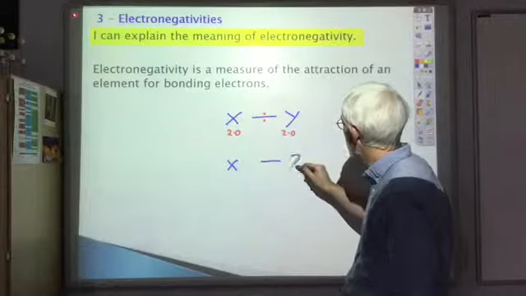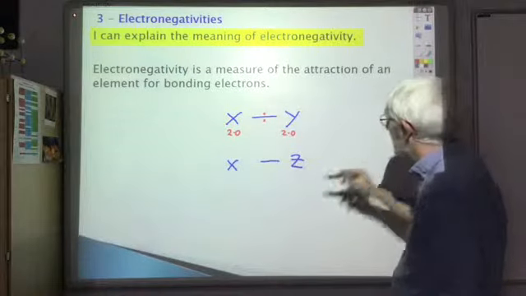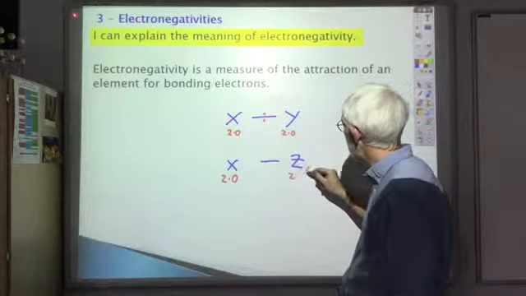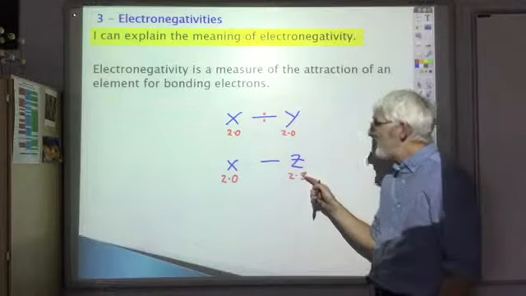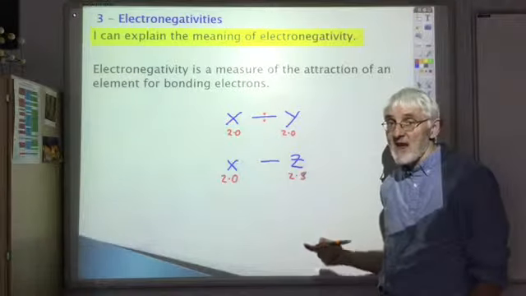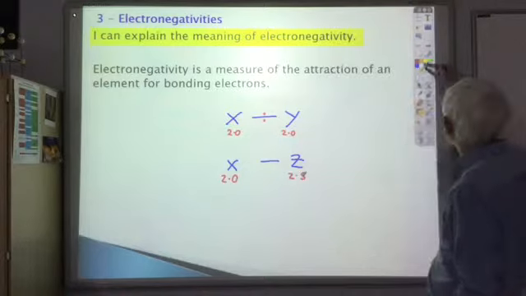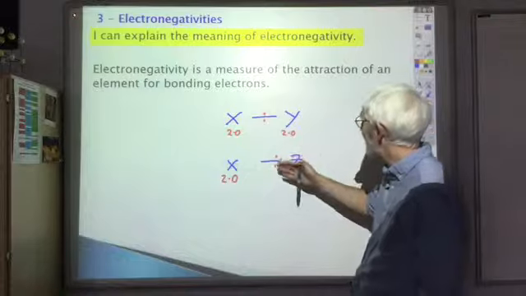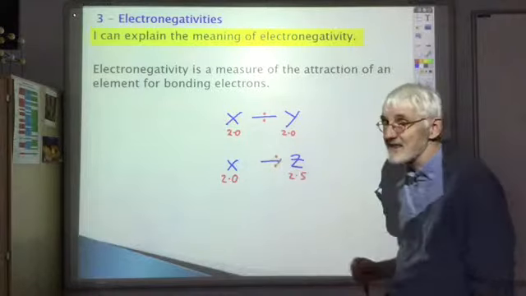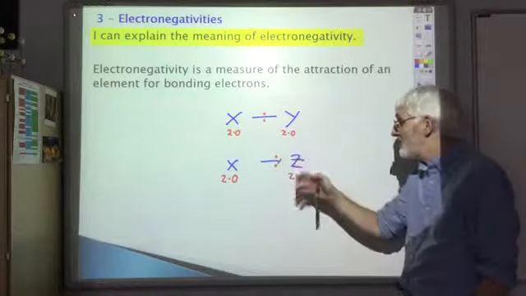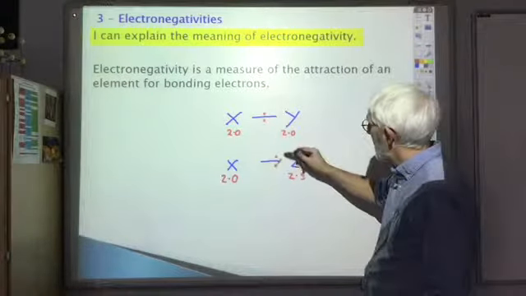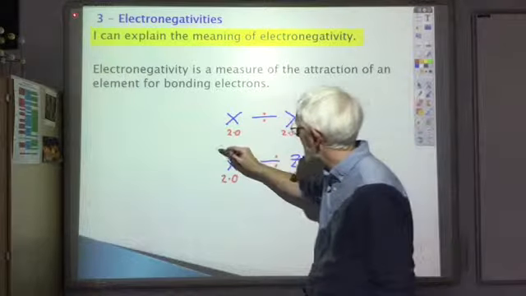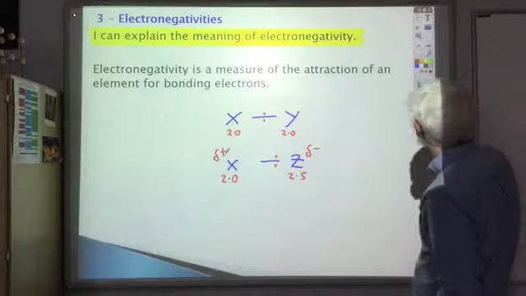They don't prefer one element over the other. Whereas if we had two different elements, X has got electronegativity of 2.0, let's say Z was 2.5. 2.5 has a higher electronegativity, a higher attraction for bonding electrons, which means the electrons will hang around closer to Z than X, making this bond slightly polar. Because the electrons are near the Z, it will be slightly negatively charged and the X will be slightly positively charged.